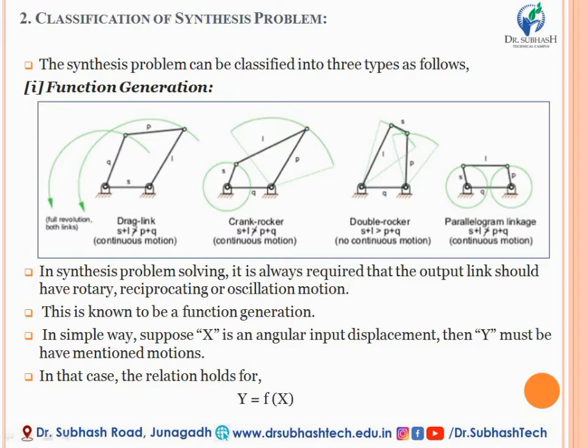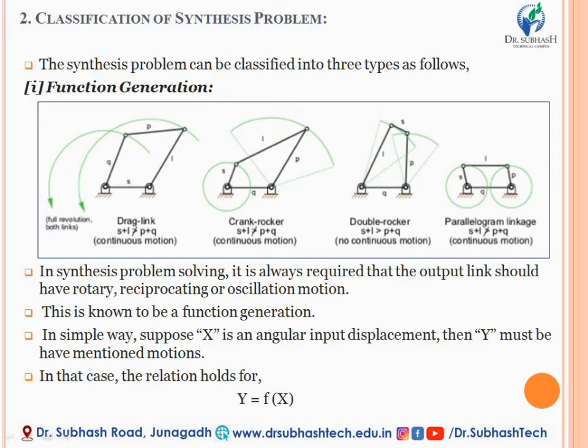The first category, by which you are solving any mechanism, is function generation. Secondly is path generation, and the third one is body guidance, or we can say motion generation. So let's see all three classifications of a synthesis problem one by one, and we are going to start with the first and most important, function generation.